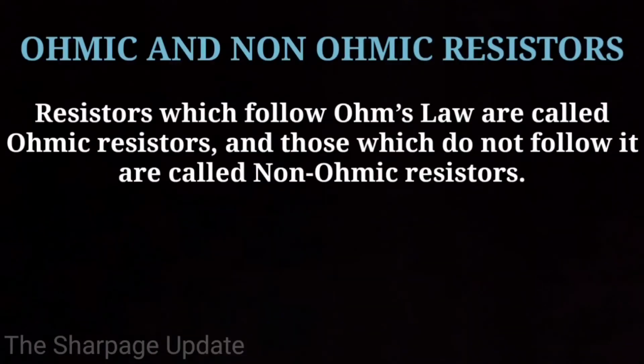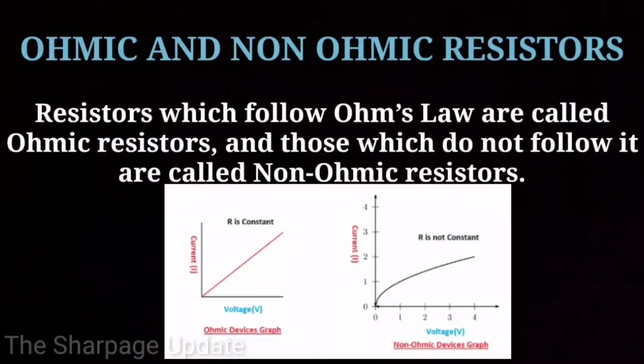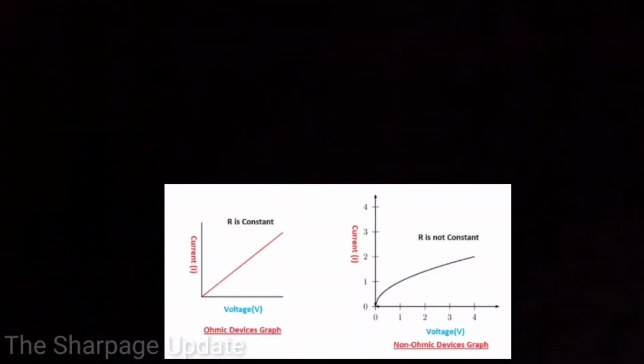Dear students, now I will tell you what are ohmic and non-ohmic resistors. Resistors which follow Ohm's law are called ohmic resistors, while those which do not follow Ohm's law are called non-ohmic resistors. And the graphs for ohmic and non-ohmic devices are shown in the figure. In ohmic devices, R is constant, while in non-ohmic devices, R, meaning resistance, is not constant.